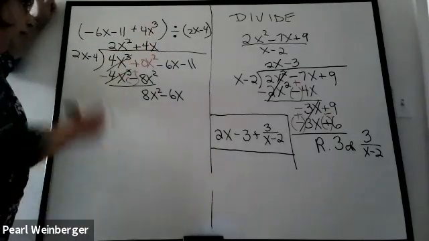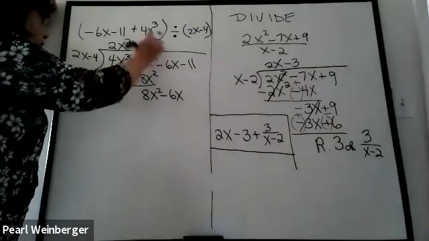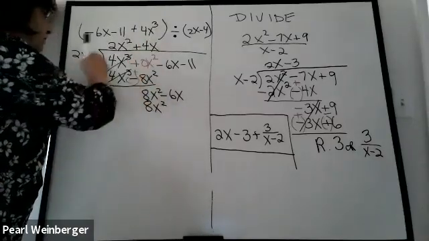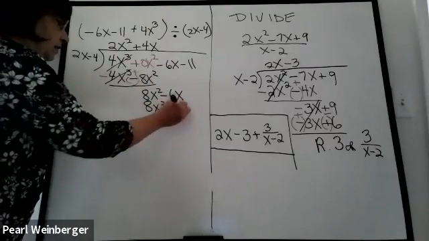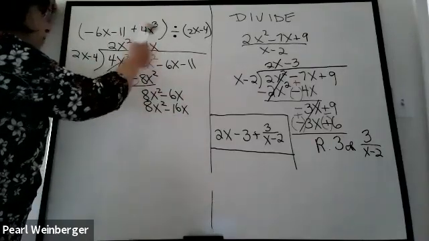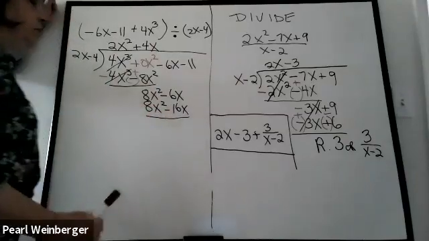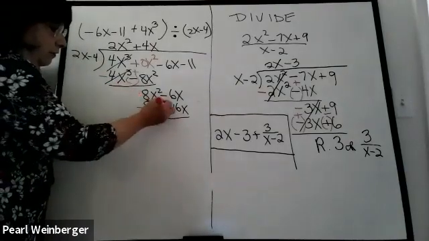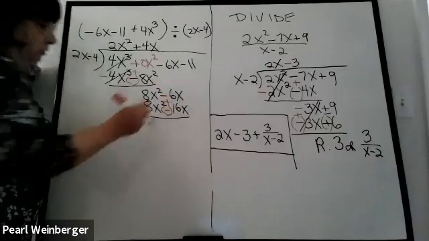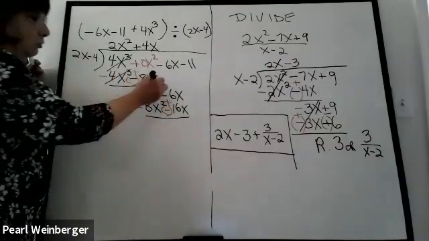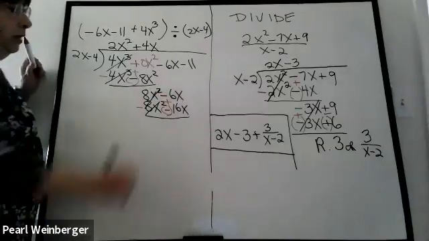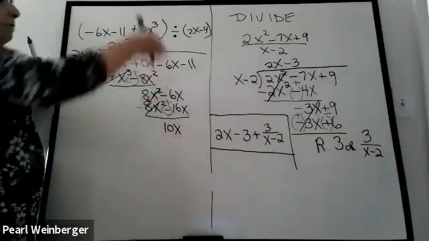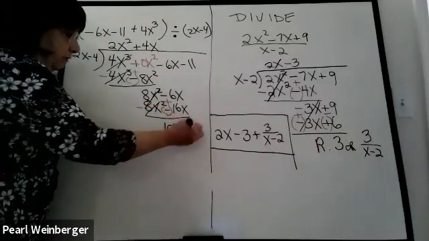But I did the division, I now have to do the multiplication. 4x times 2x is 8x squared. 4x times negative 4 is negative 16x. Don't forget, I have to multiply by both terms. And after I do the multiplication, I have to subtract. Again, that means this will become a negative, and this is a negative, it'll become a positive. So again, we have this 8x squared minus 8x squared that cancel. Negative 6x plus 16x gives me 10x. And I bring down the next term, which is minus 11.